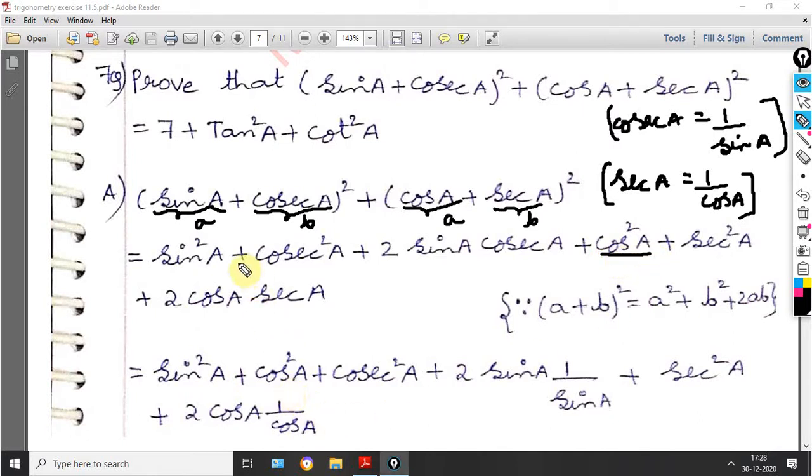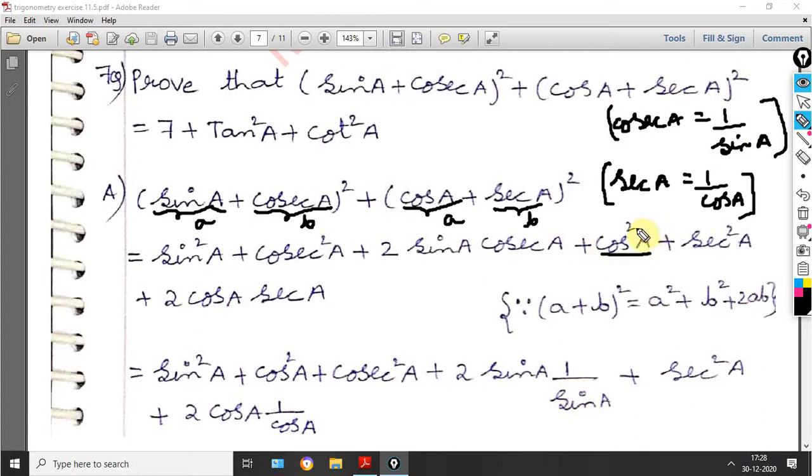Next, we wrote as it is. Plus is there, so we write plus. Cosecant square A we wrote. Next, plus, and 2, and sin A. Next, in place of this cosecant A, what can we write? Cosecant A is equal to 1 by sin A. This is the formula, so in place of cosecant A, we are writing 1 by sin A.